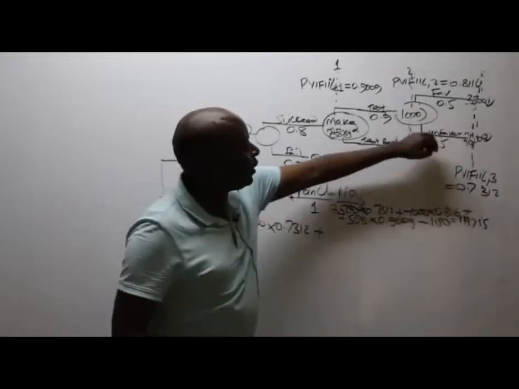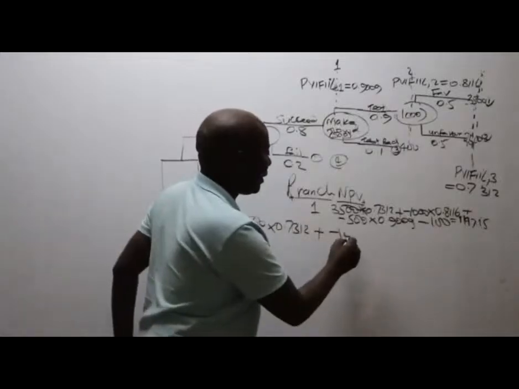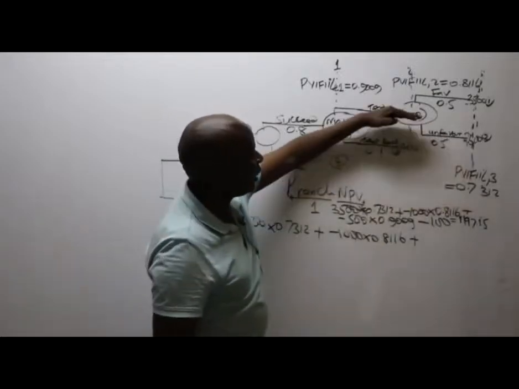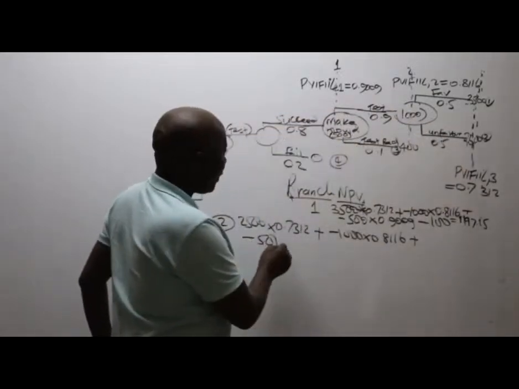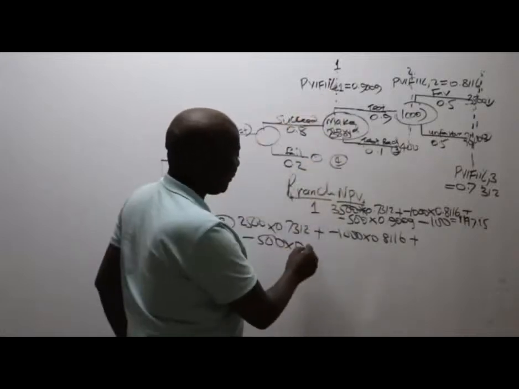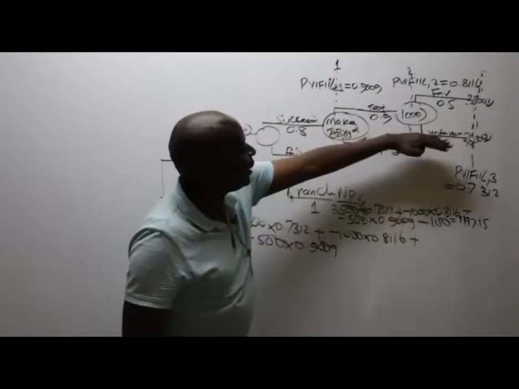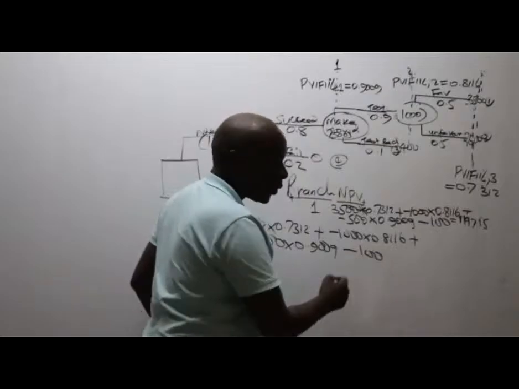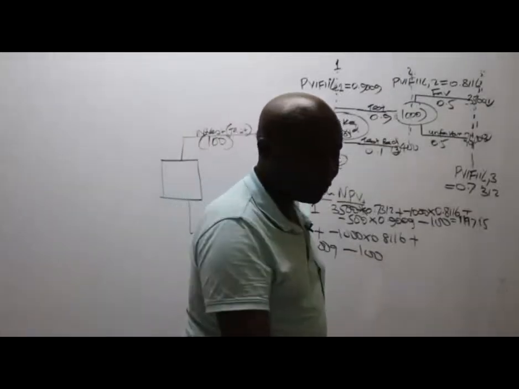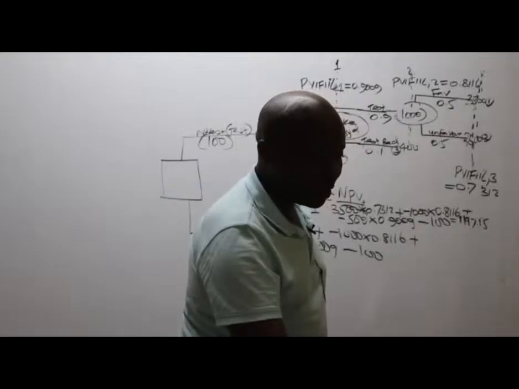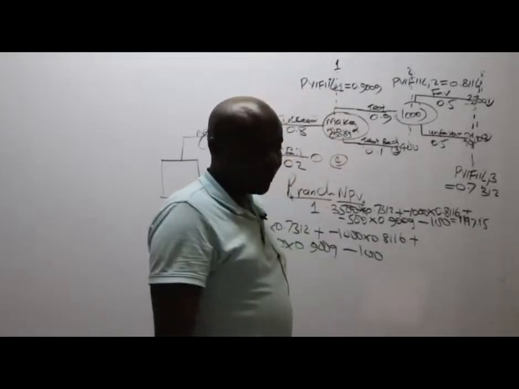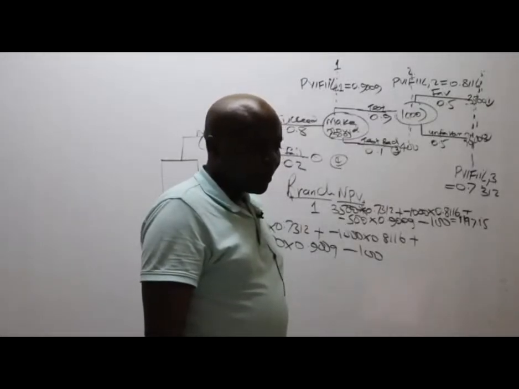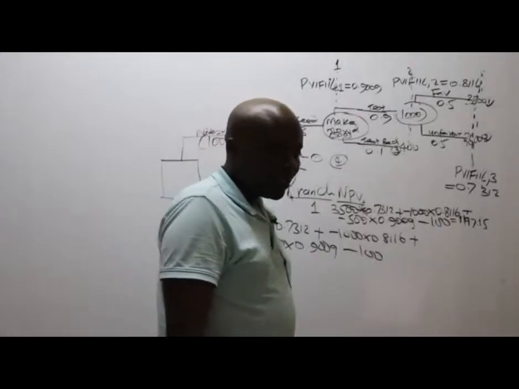0.7312. Plus, I'm moving here, I can see on my road, there is this minus 1,000 times 0.8116, plus, continue with my journey, picking only cash flows alone, minus 500 times the discounting factor. I'm continuing with my journey until I see this minus 100. So minus 100 is today's cash flow. We don't discount it.